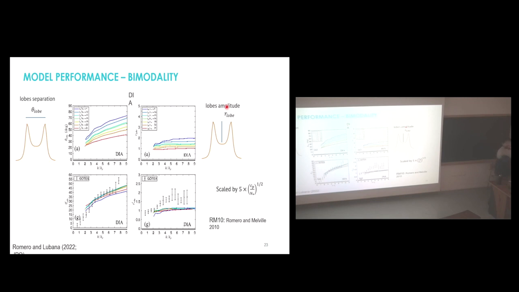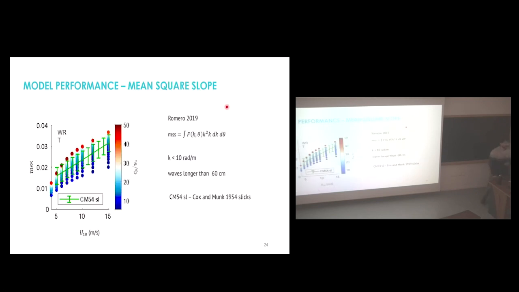And there are other implications, for example, the mean square slopes. Here are the resolved mean square slopes out to 10 radians per meter as a function of wind speed compared to Cox and Monk. And this is for slick conditions, so you don't have the gravity capillary waves. We don't know exactly where the threshold is, so this is qualitative.